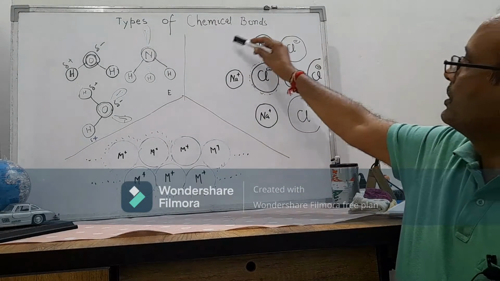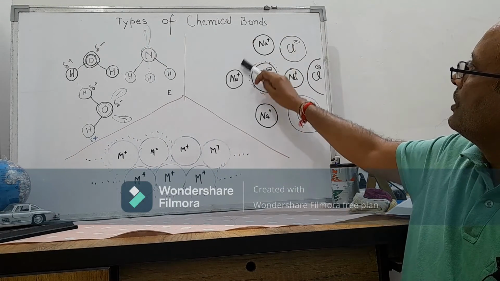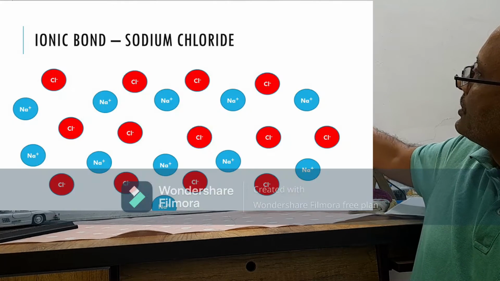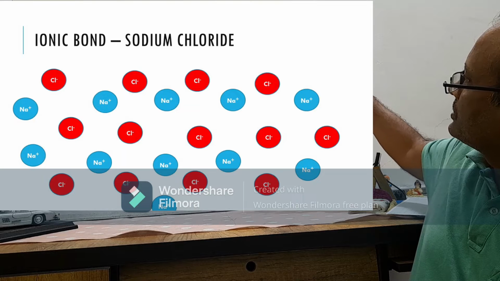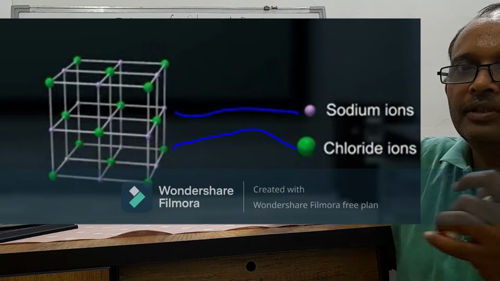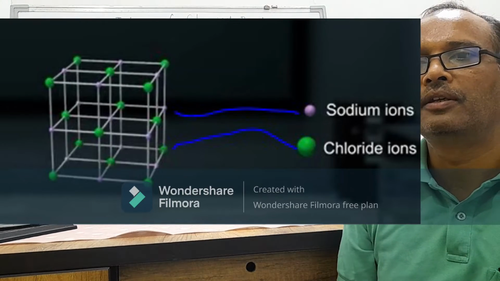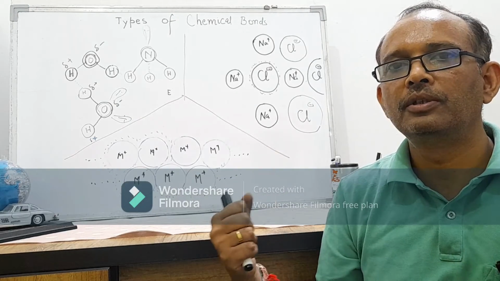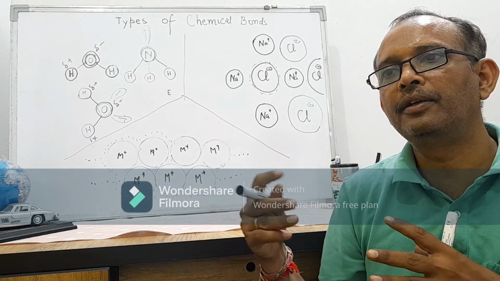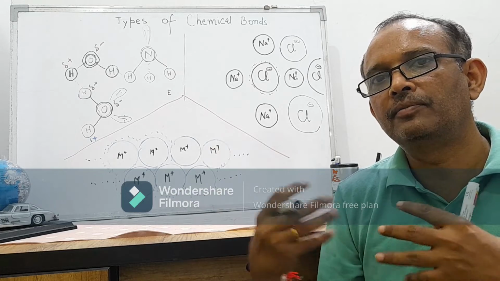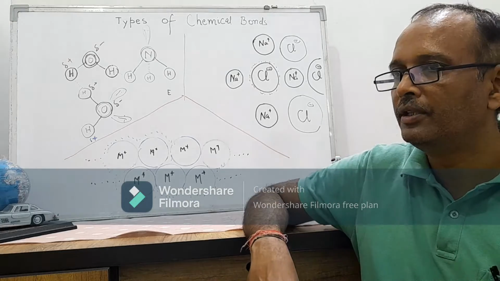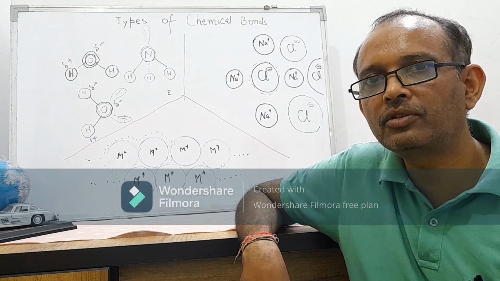Here we see an example of what sodium chloride looks like. Chloride ions are surrounded by sodium ions, and sodium ions are surrounded by chloride ions, and this intermixing gives rise to a very strong thing, what we call salt, which is very high melting, and if we melt it, then it becomes a good conductor of electricity too, and it is hard.